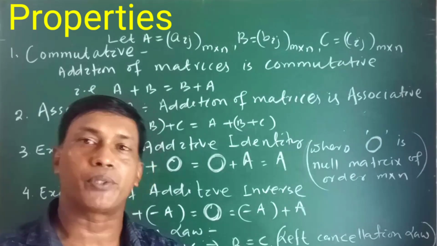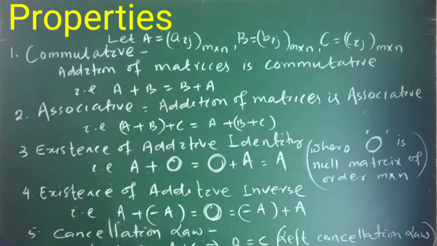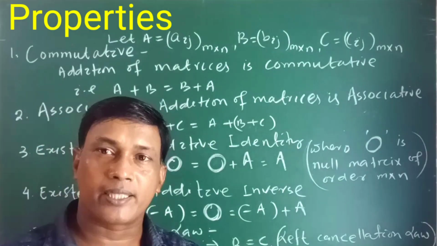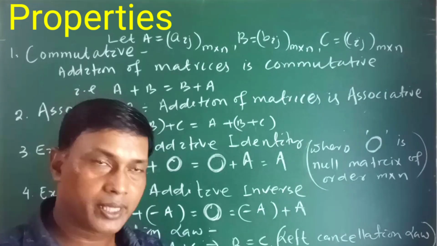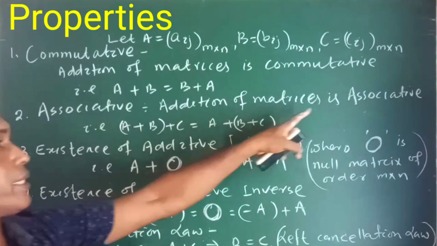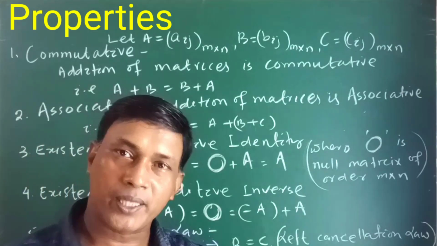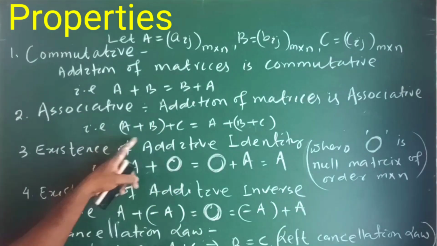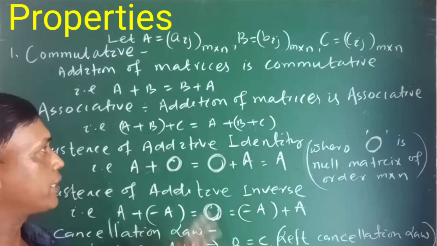Now the first property is that addition of matrices is commutative. What is commutative? A plus B is equal to B plus A. The value of A plus B is the same as B plus A. This is the commutative property of matrix addition. Second, addition of matrices is associative. Matrix addition also obeys the associative property, meaning A plus B plus C is equal to A plus B plus C. This is the associative property.